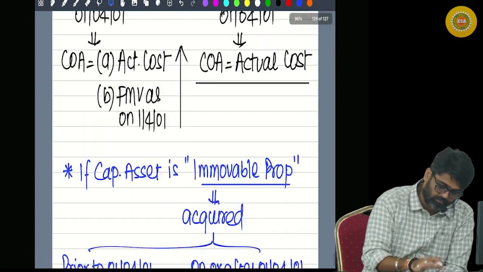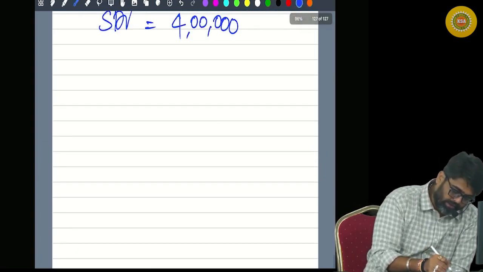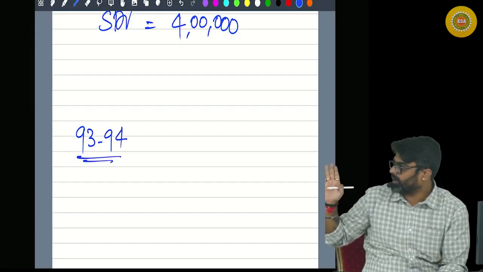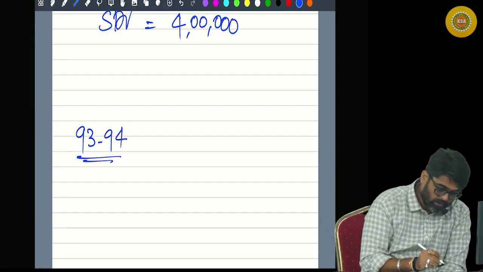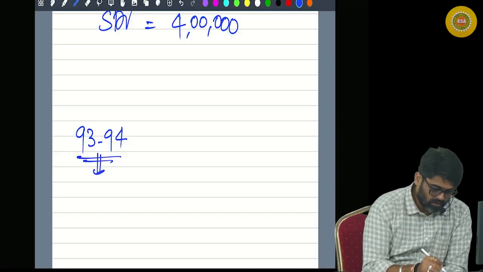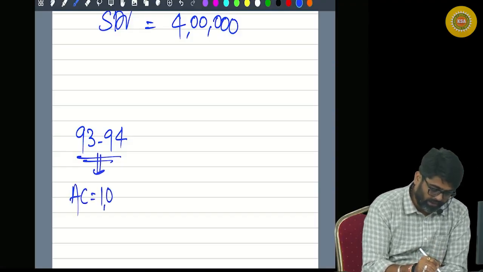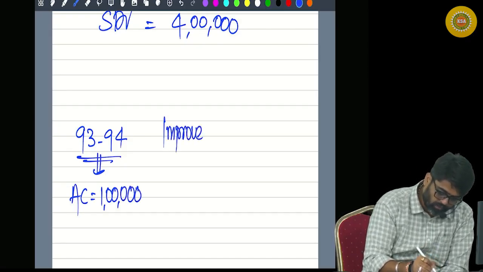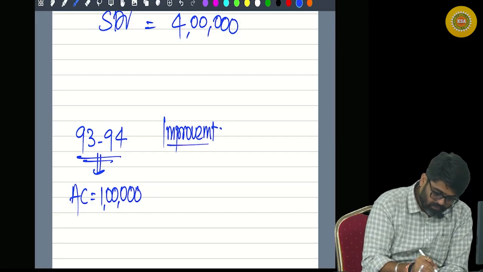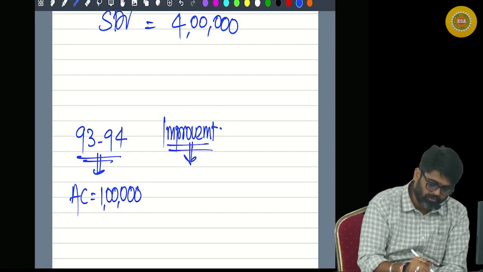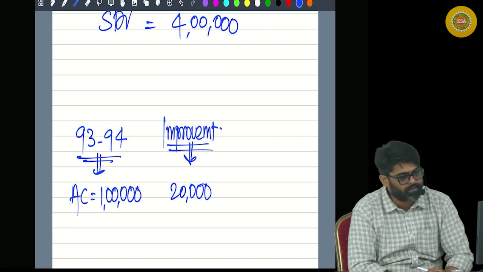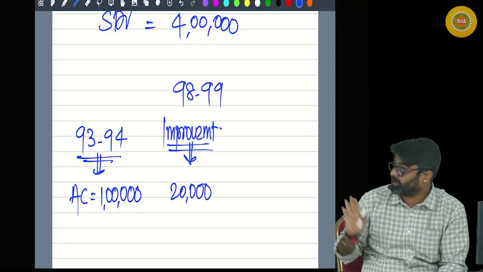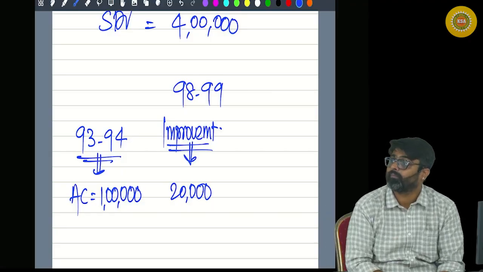Now let's take one example. You acquired the asset in 93-94. Can I say you acquired the asset prior to 1st April 2001? At that time, the actual cost of the asset was 1 lakh rupees. And you incurred some improvement after you acquired it, an improvement of rupees 20,000. And this improvement was incurred in the year 98-99. Can I say the improvement was incurred prior to 1st April 2001?